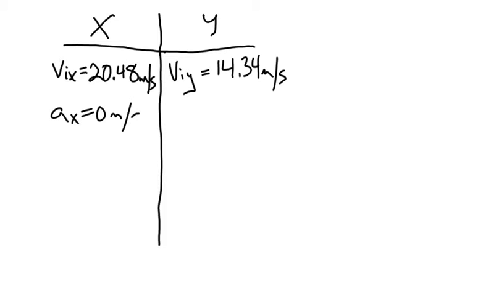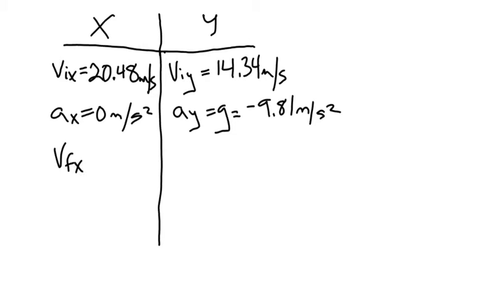Nothing makes it go faster or slower in the x direction. We know that in the y, we have to deal with gravity. Gravity causes things to fall towards the earth at 9.81 meters per second squared. So the final velocity in the x is going to be equal to the initial velocity. Again, no change, no acceleration. The final velocity in the y is a little harder.